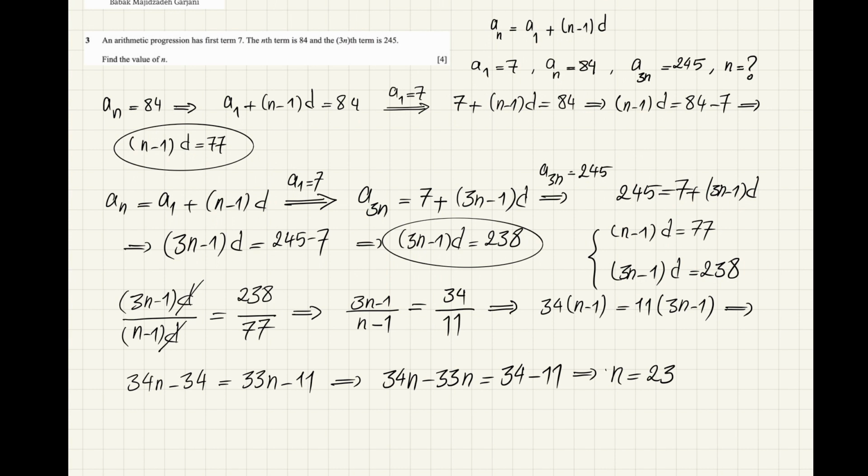So this is my answer, n equals 23. And then we were supposed to find n, so we are done.